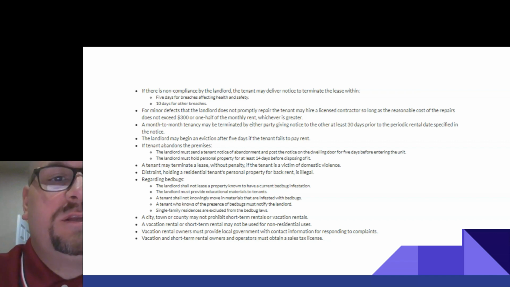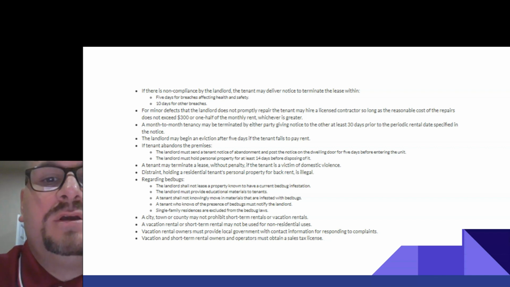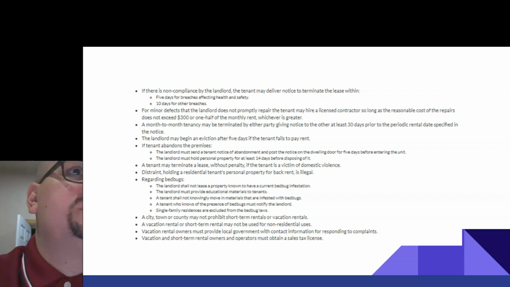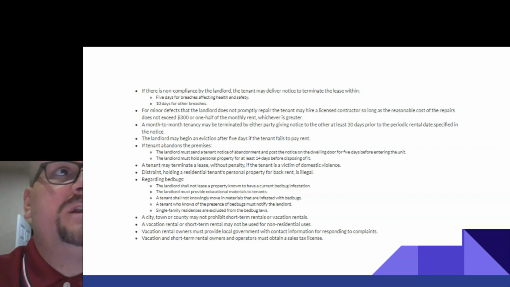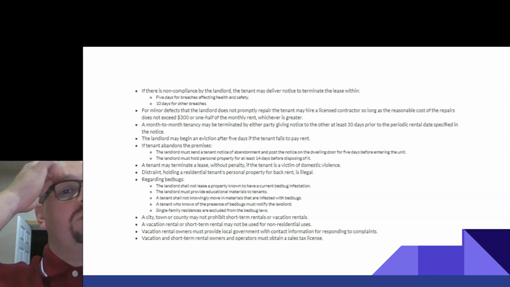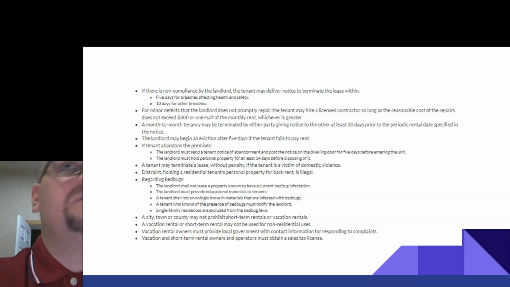Landlord may begin an eviction after 5 days if the tenant fails to pay rent. A tenant may terminate a lease without penalty if the tenant is a victim of domestic violence. So if there's violence in the unit and you're renting from your spouse, girlfriend, boyfriend, can they terminate the lease without a penalty? Yes, if it's domestic violence, right? Boyfriend, girlfriend, they're in a relationship. You don't have to pay a penalty.